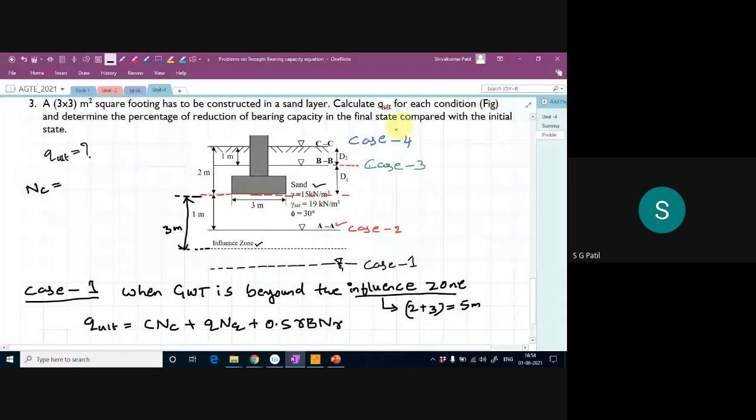So for phi value of 30 degree, Nc is given as 37.16, Nq is 22.46, and N gamma is 19.13.